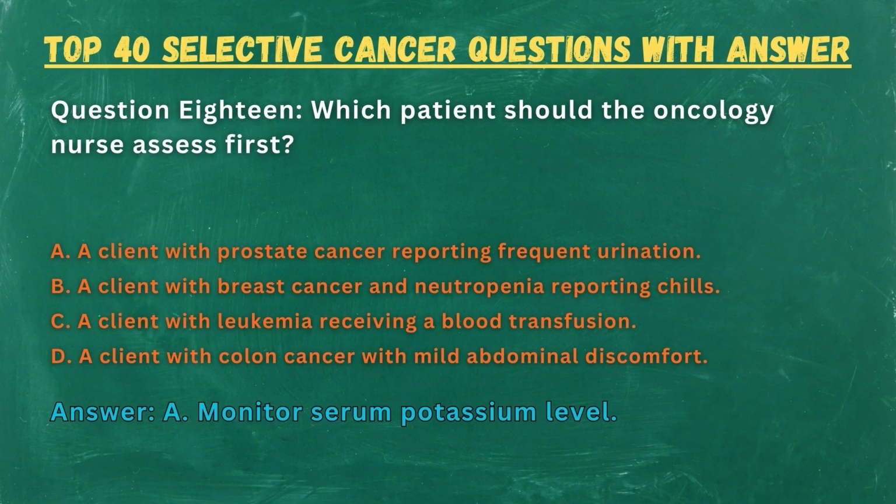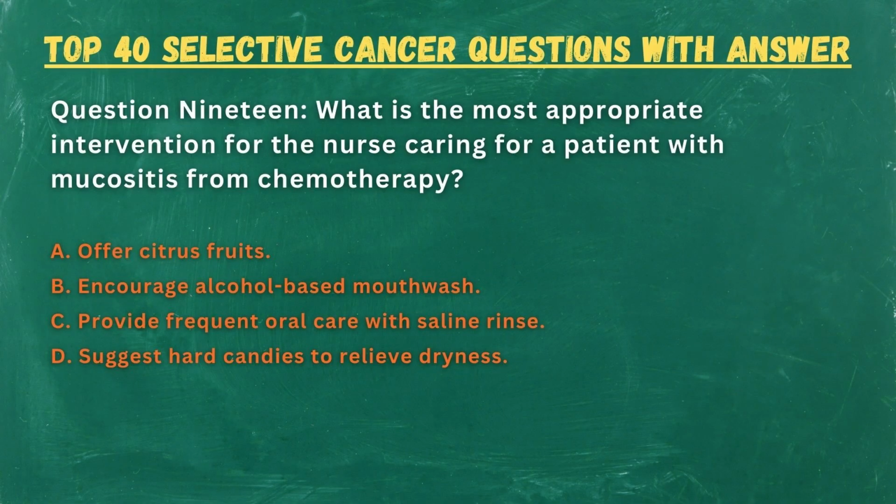Answer: B. A client with breast cancer and neutropenia reporting chills. Question 19. What is the most appropriate intervention for the nurse caring for a patient with mucositis from chemotherapy? A. Offer citrus fruits. B. Encourage alcohol-based mouthwash. C. Provide frequent oral care with saline rinse. D. Suggest hard candies to relieve dryness.